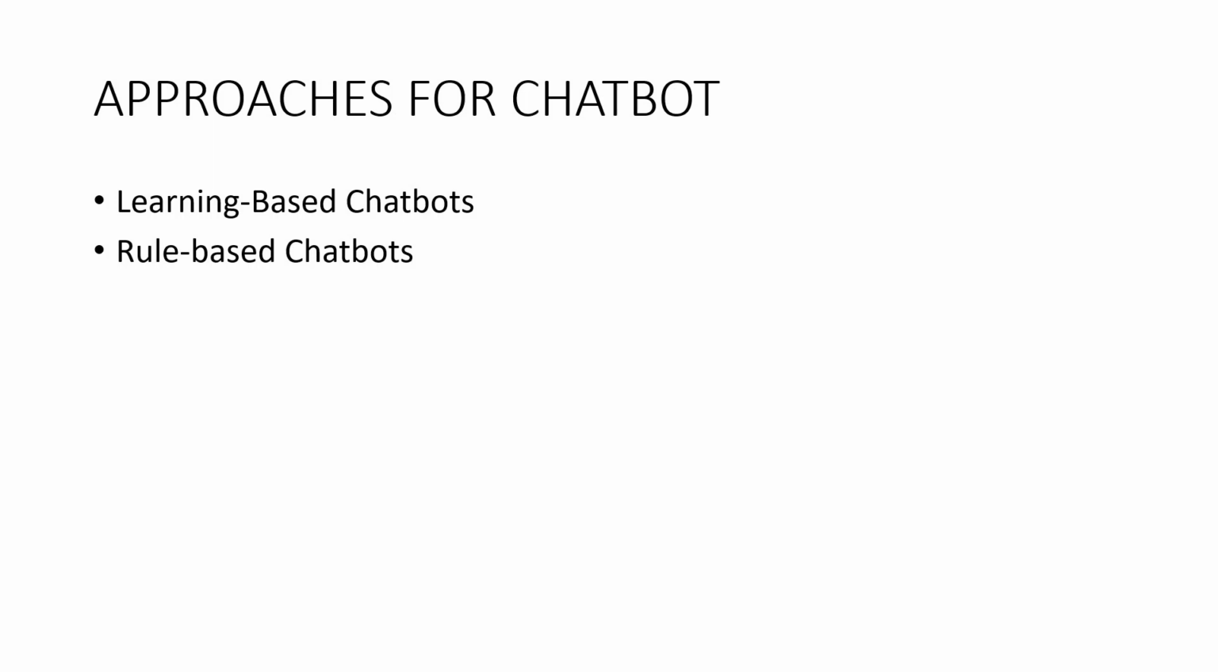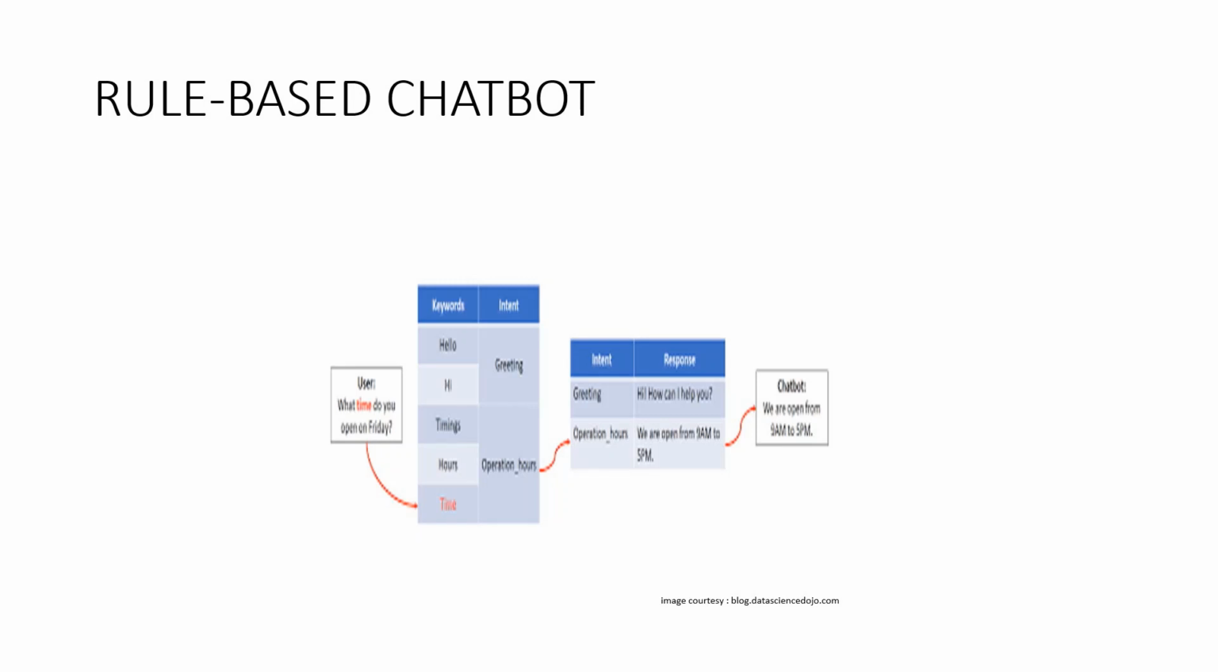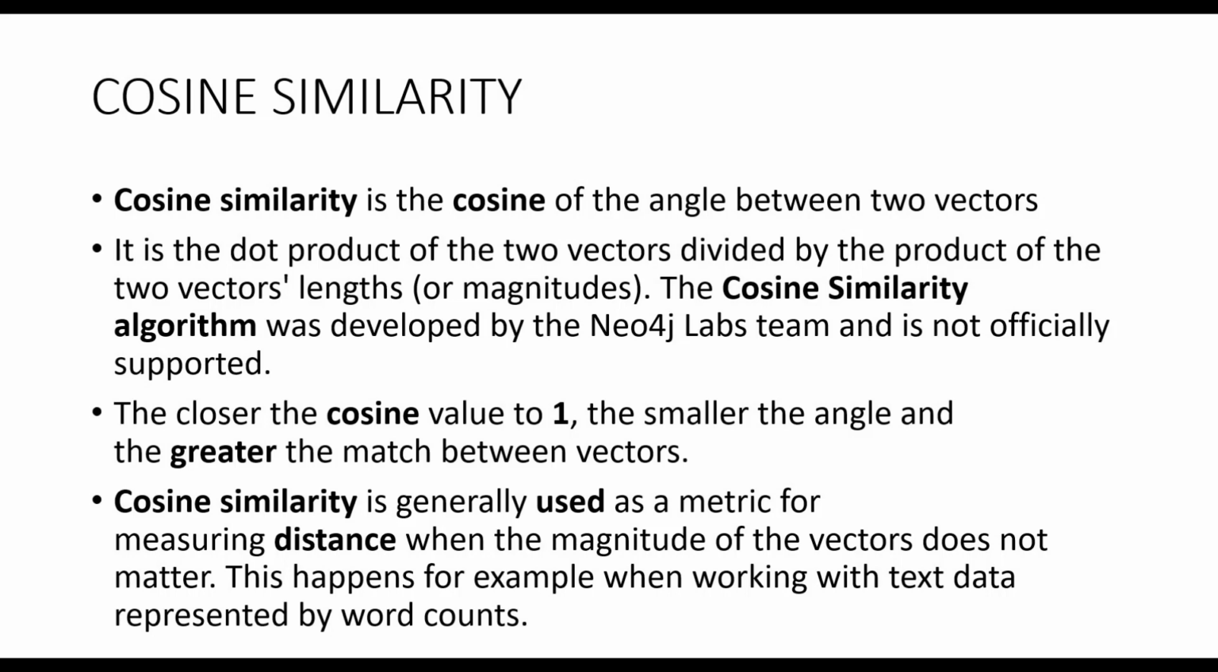So we are doing rule-based chatbot development with Python. That's what we are going to do in this implementation. I am using the cosine similarity algorithm, NLTK, and the TF-IDF vector. Cosine similarity is the cosine of the angle between two vectors.